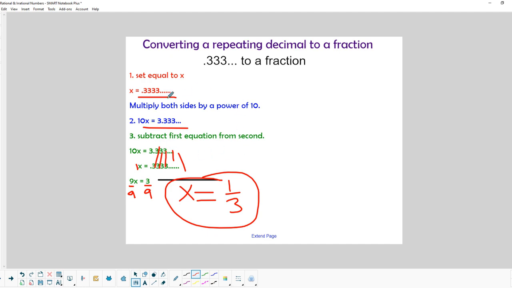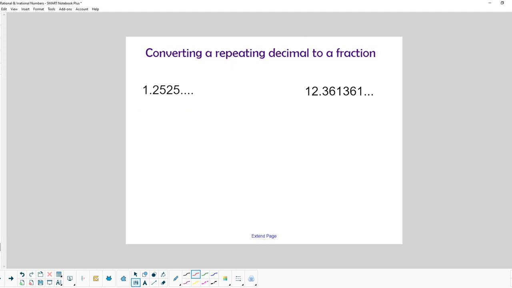You can convert these this way, but there are some shortcuts that we will get into as time goes on. For example, look at this one. We've got 1.2525... So we know we have 2 digits that repeat. And so our little shortcut method for converting that into a fraction is to write the 2 digits that repeat.